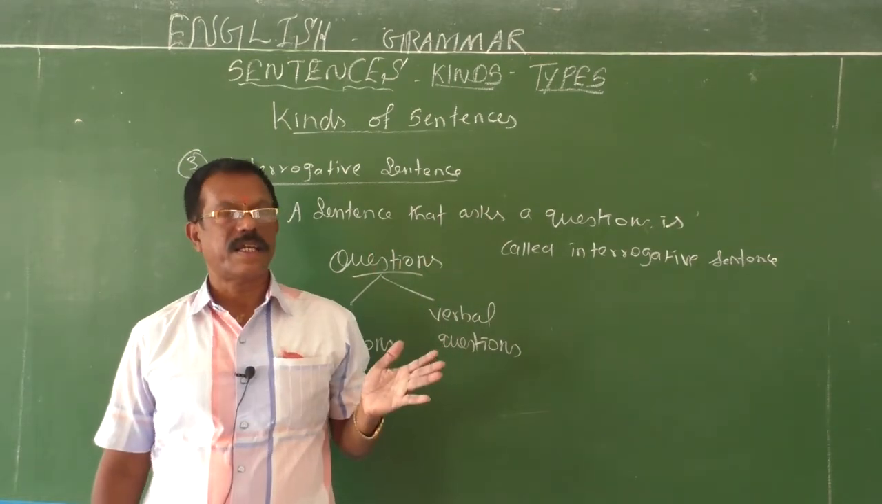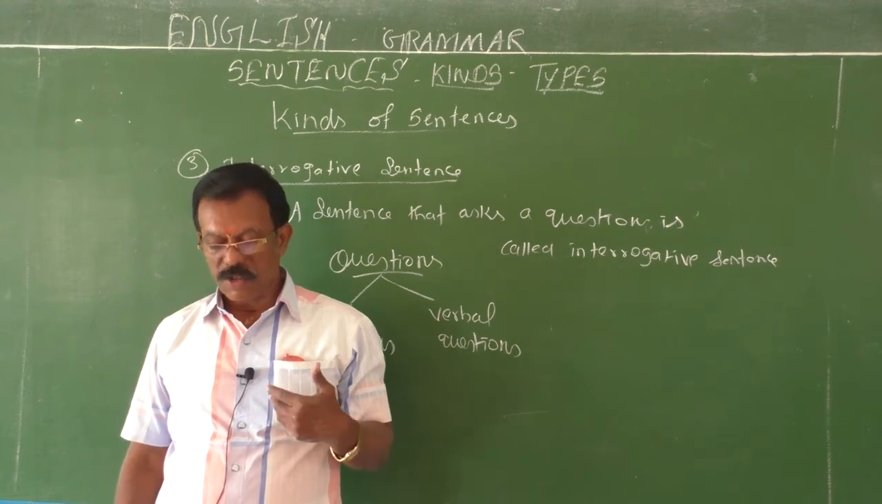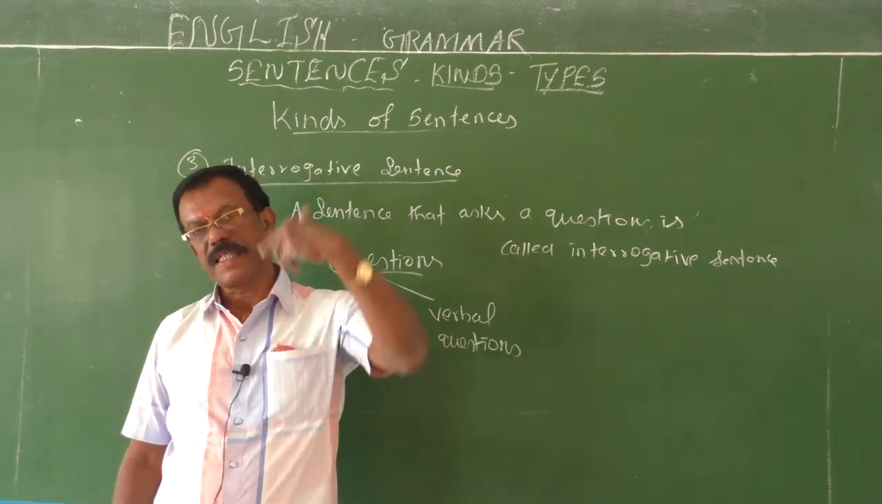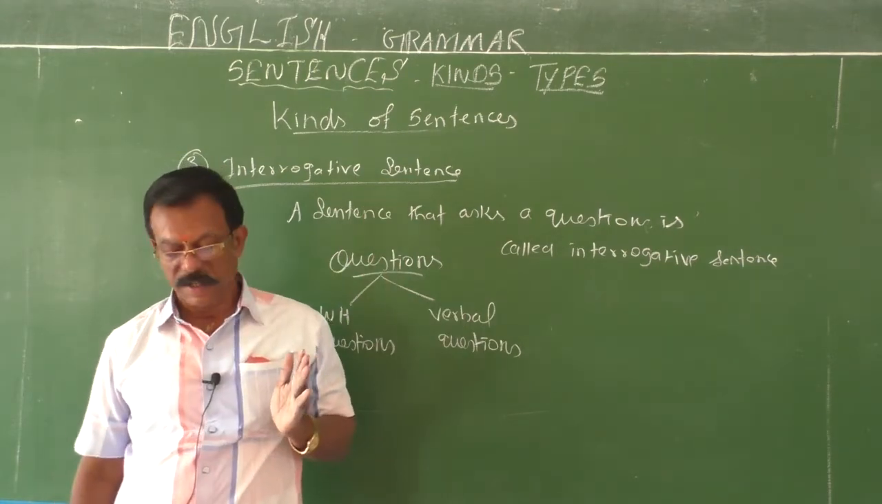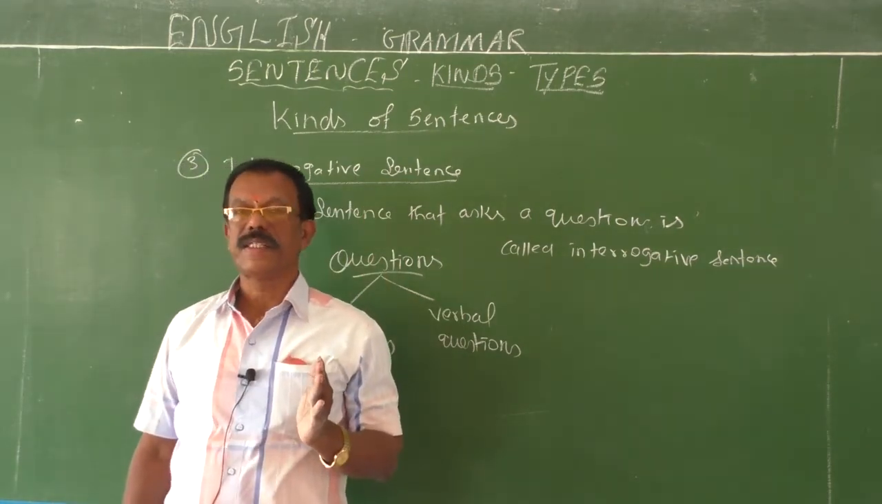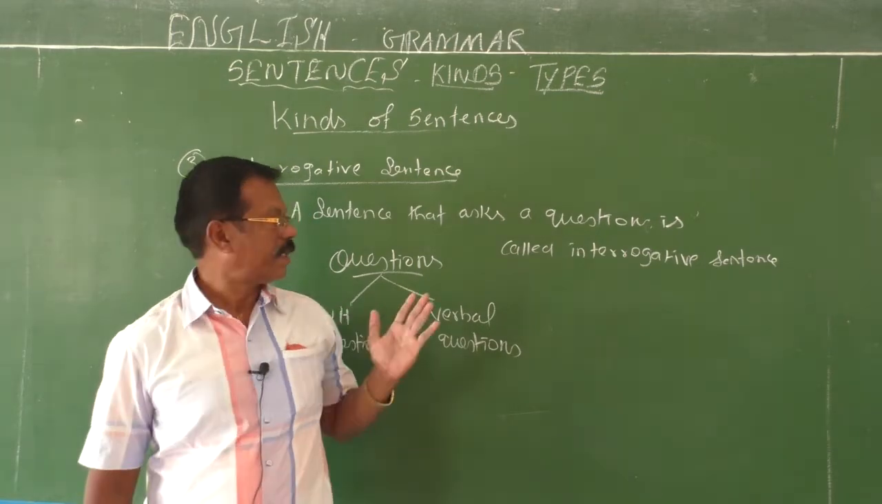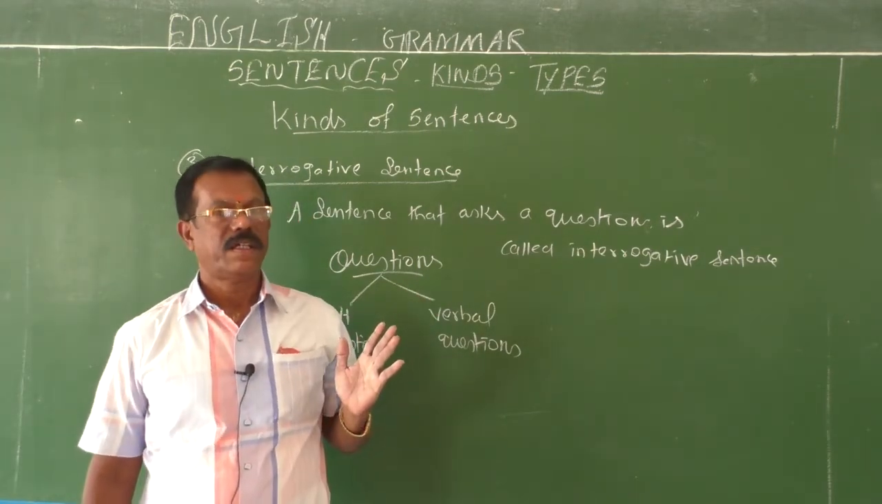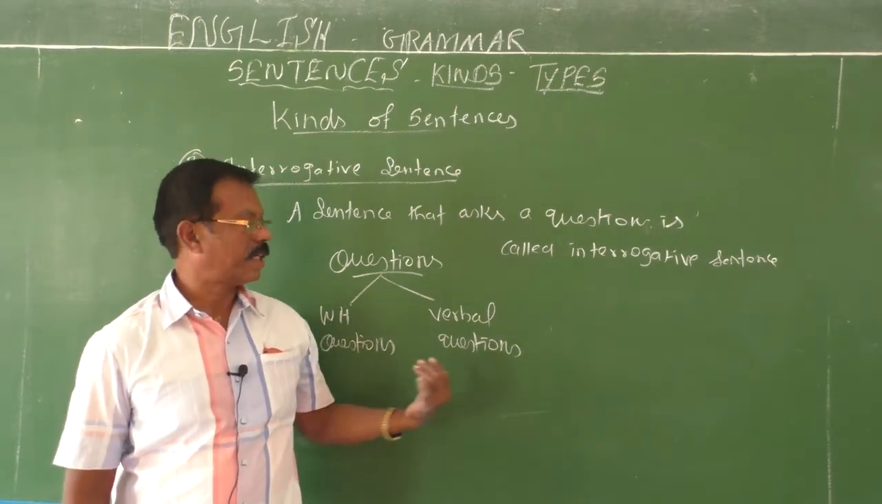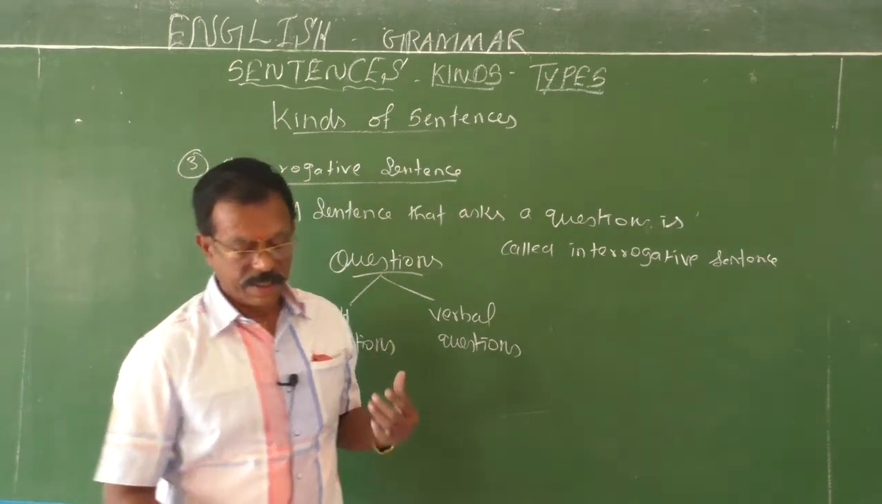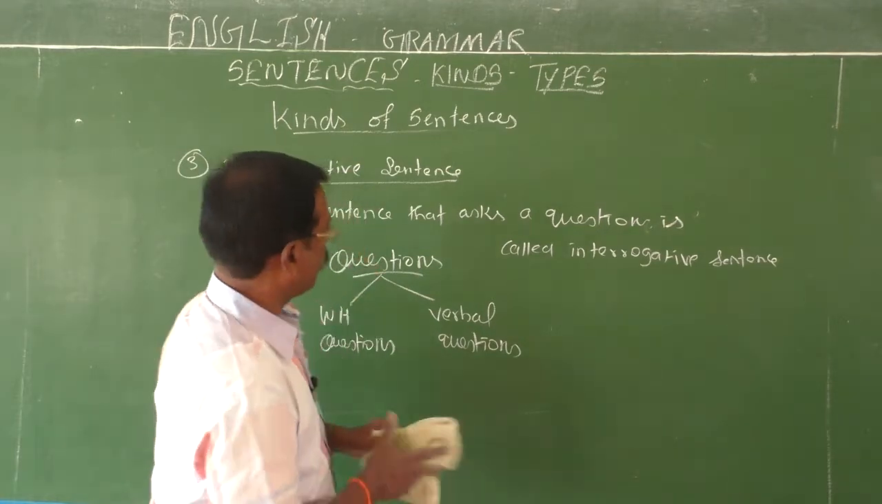These sentences help us to ask questions. A sentence that asks a question is called an interrogative sentence. So interrogative sentences are of two types. One is WH questions, another one is verbal questions. Let me explain each type.